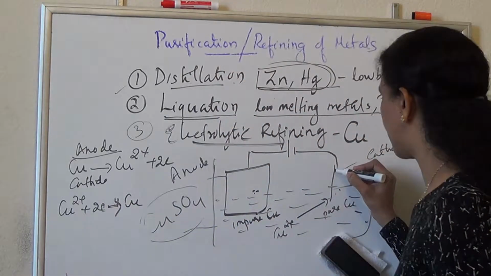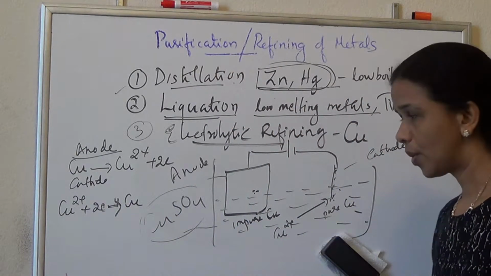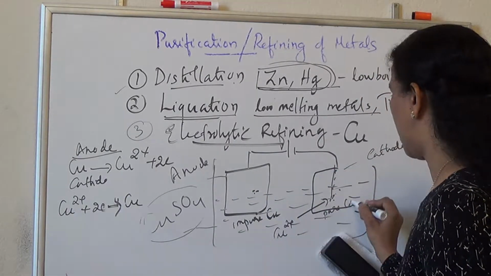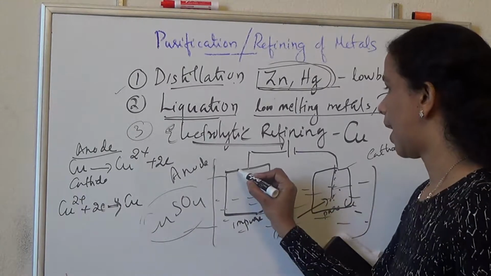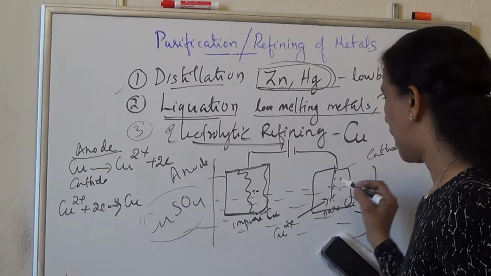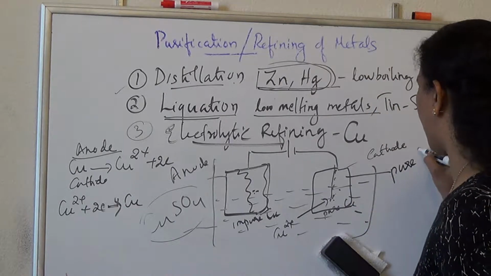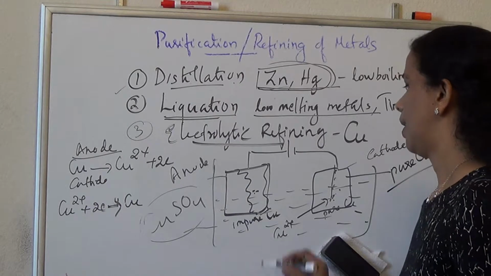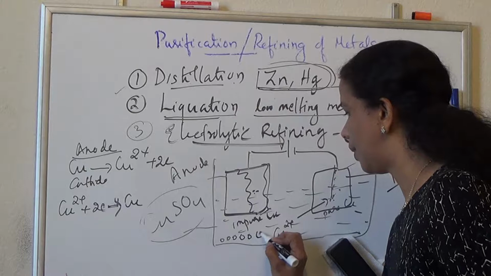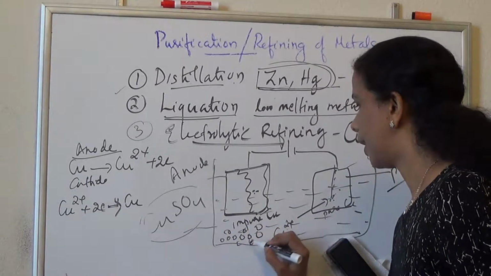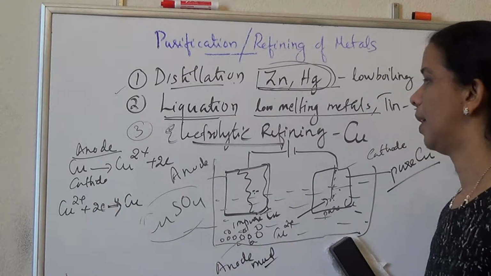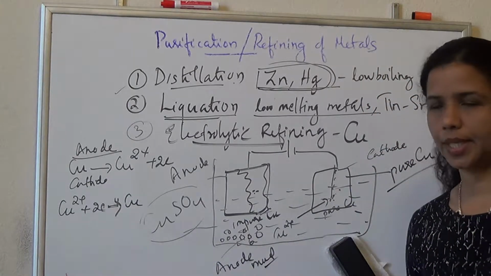And they will get deposited on this pure strip. So as this process continues, after some time the size of this thin copper strip will increase and the size of the big copper strip will decrease, and here we will get pure copper. And the impurities will remain in the solution, and they are called anode mud. So this method is called electrolytic refining.